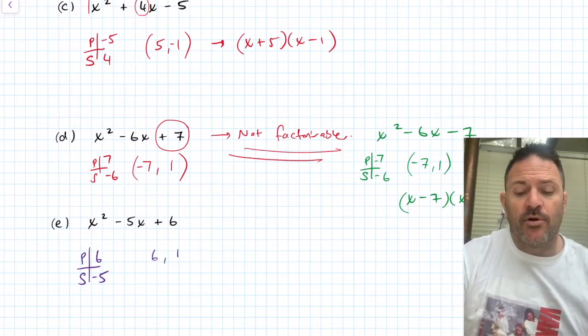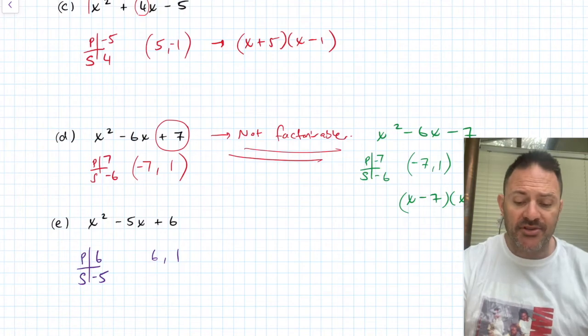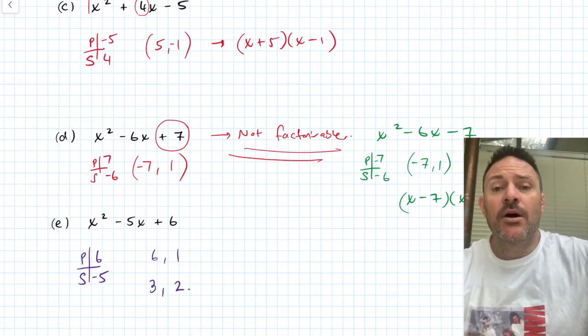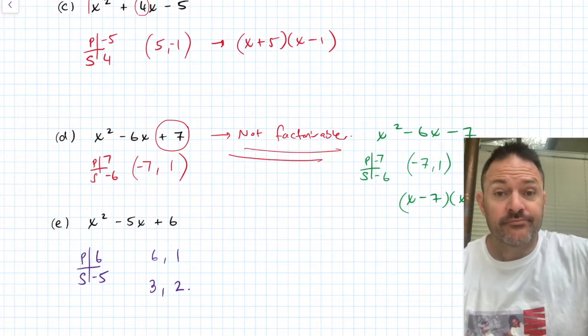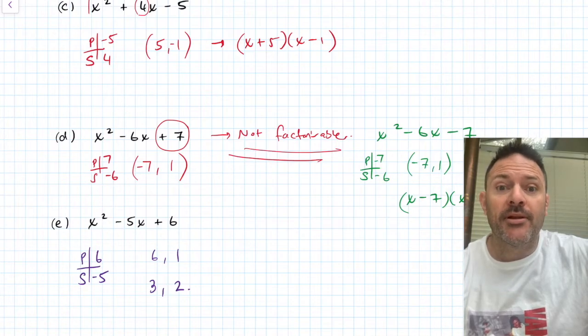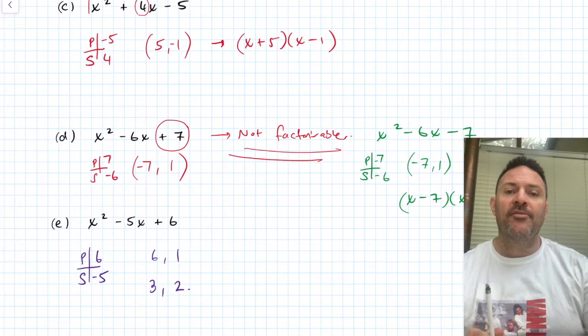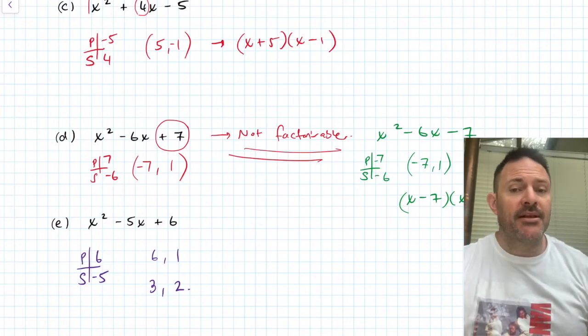Well, 6 and 1 work, right? But also 3 and 2 work. Now, can 6 and 1 make negative 5? Probably. Can 3 and 2 make negative 5? Probably. Okay, they both work. However, only one will work perfectly for both the product and the sum. Let's have a look at that.